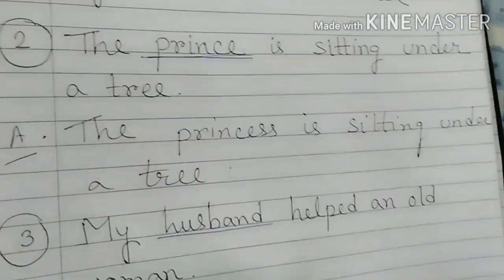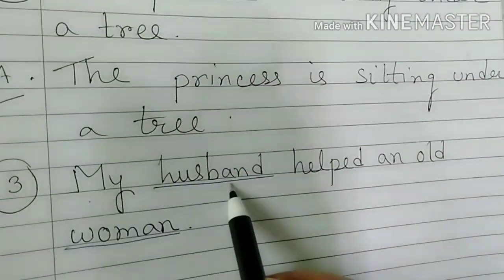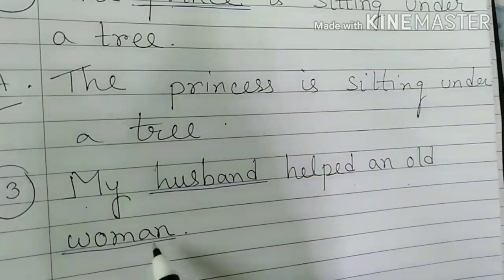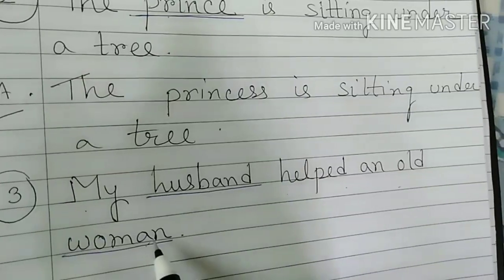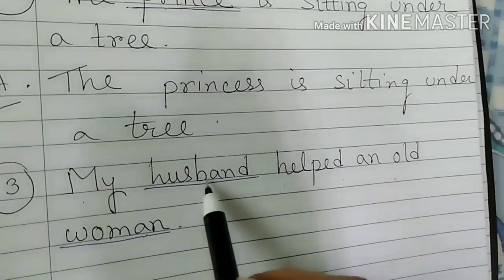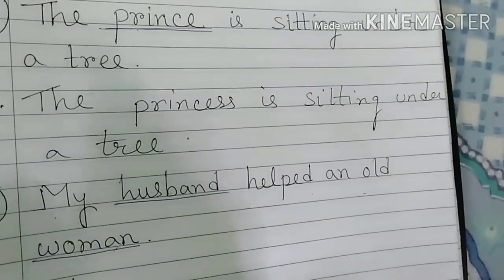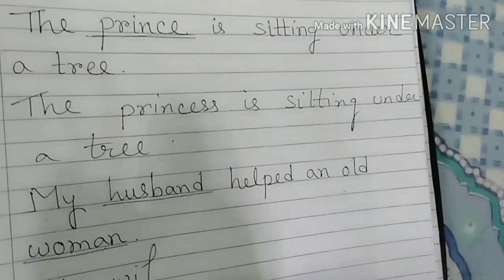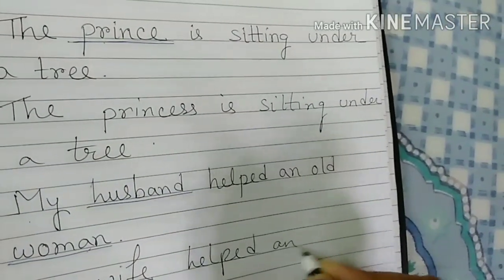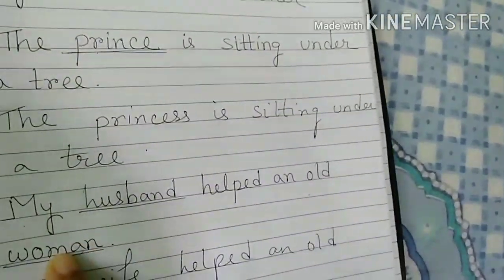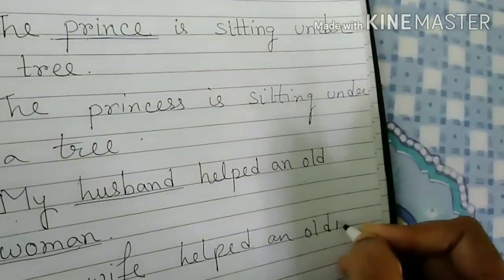Now let's come to number 3. My husband helped an old woman. 2 words we have to change. My husband will now become my wife. Helped an old, in place of woman we will now write man.